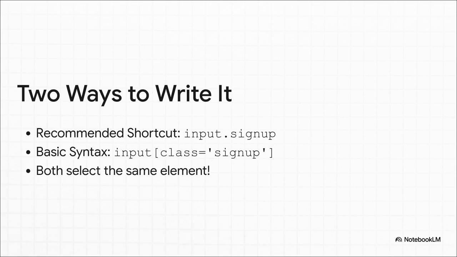Oh, and one last little thing you should know. While the dot shortcut is definitely the best way to do this, you might also see it written out in a more long-form basic syntax that's input with square brackets and then class equals signup. You know what? They both select the exact same element, but the dot notation is just cleaner, it's faster to type, and it's pretty much the standard everyone uses.